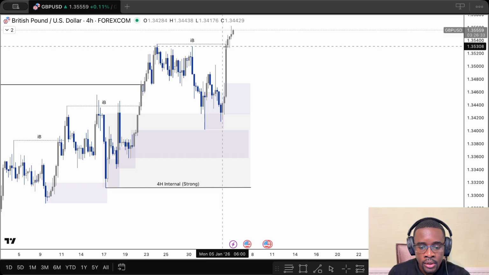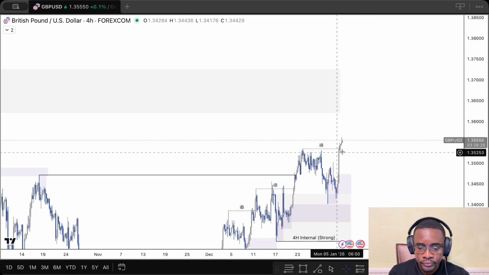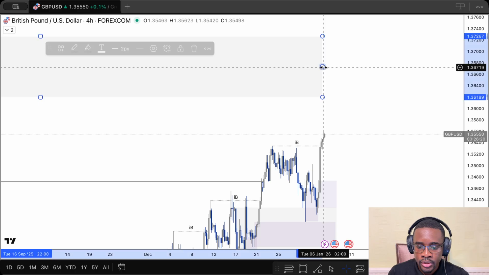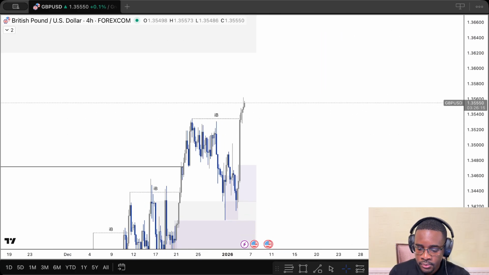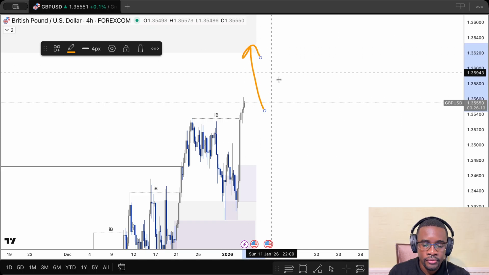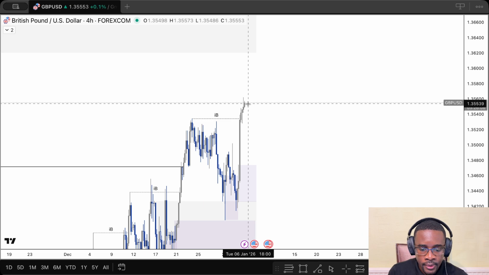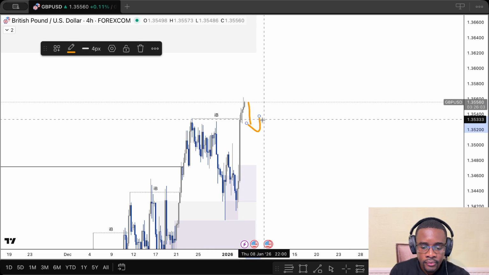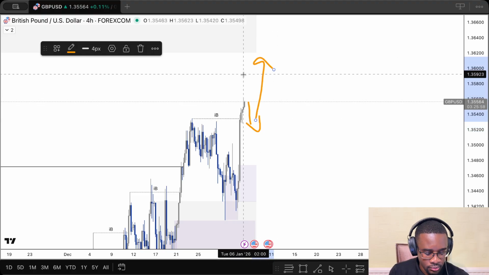Okay, so now that we've broken structure here, expectation is that price will continue bullish until we reach this daily area of supply. So at this point, because we have broken structure, we can expect maybe a minor pullback or retracement, and then look to go long.